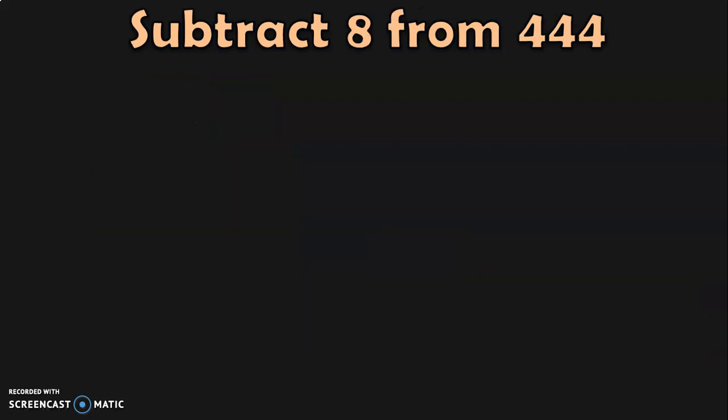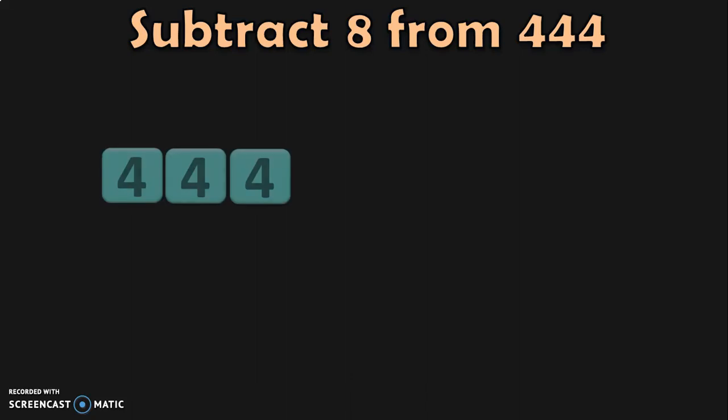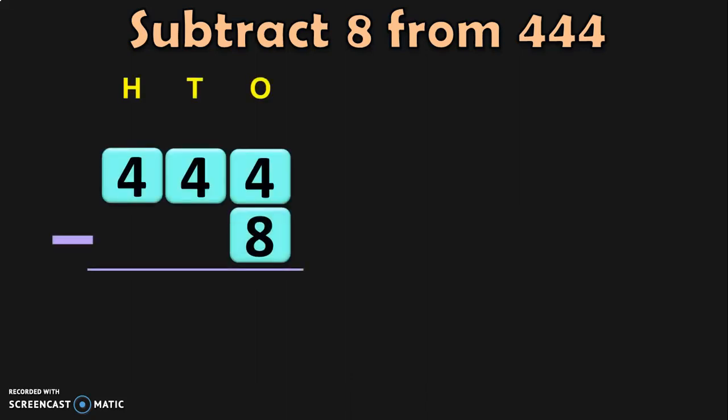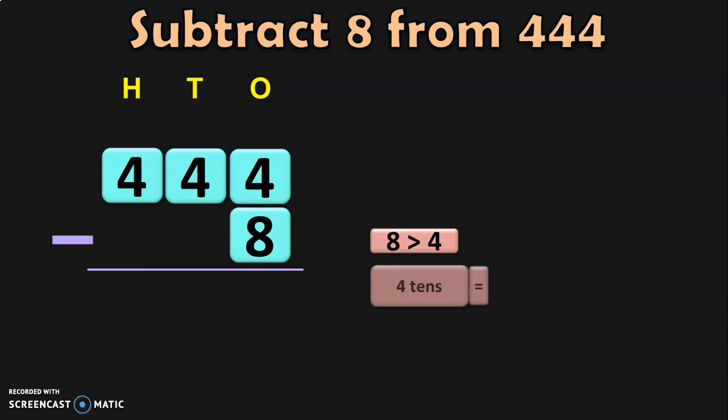Next we are going to subtract 8 from 444. So we are going to do a single digit subtraction from a 3-digit number. Write down the 3-digit number and its place values so that you can write down the single digit number at its correct place. Now begin the subtraction from the ones place. In ones place we know that 8 is greater than 4. So we have to borrow from the tens place where you have 4 tens.